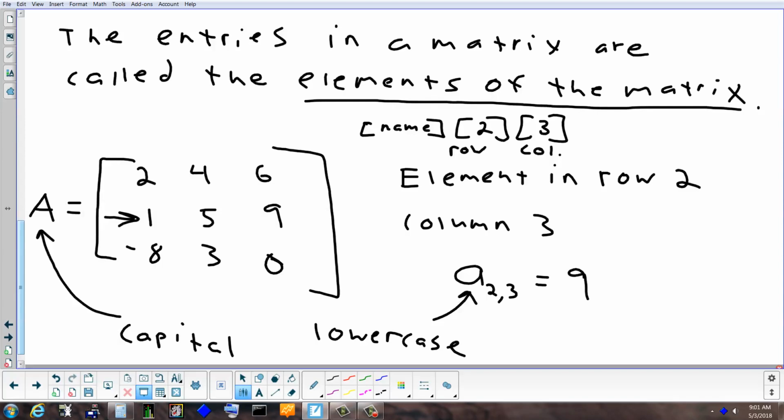Yeah, question? Why do they have a lowercase when you're writing it, but the thing is called capital A? Just to differentiate in our textbook the matrix itself from an element in it.